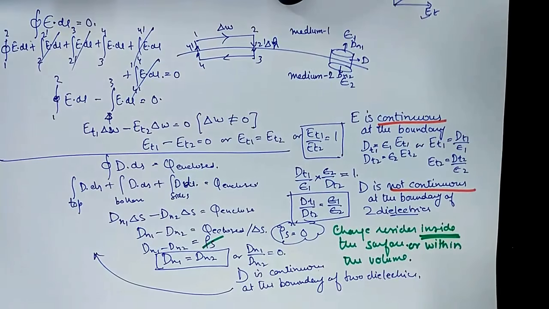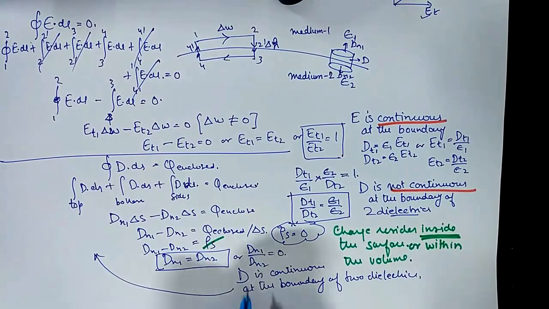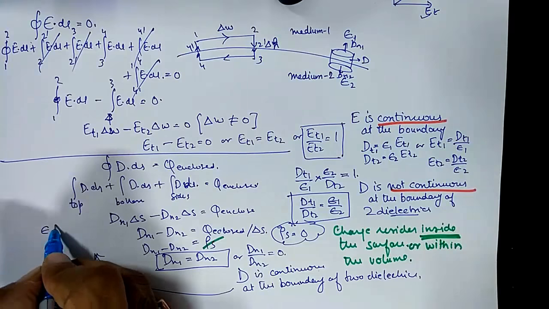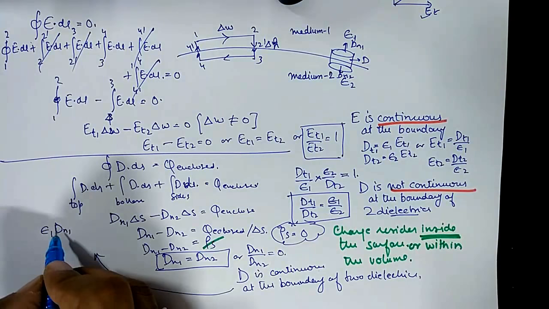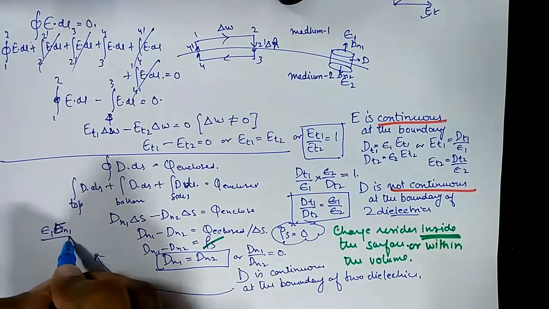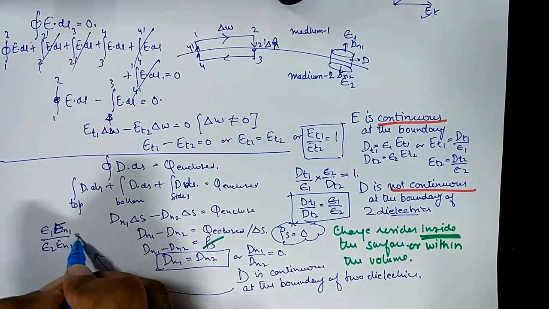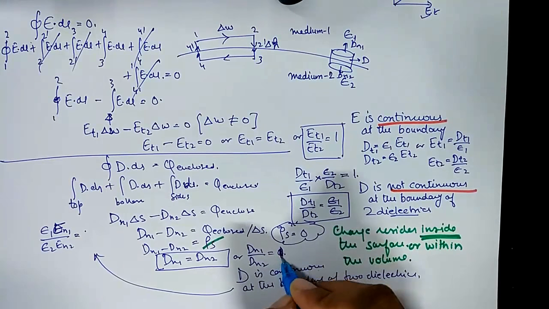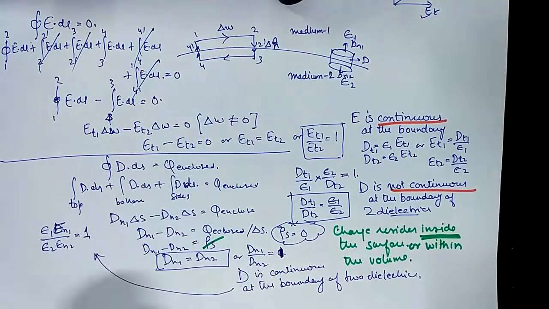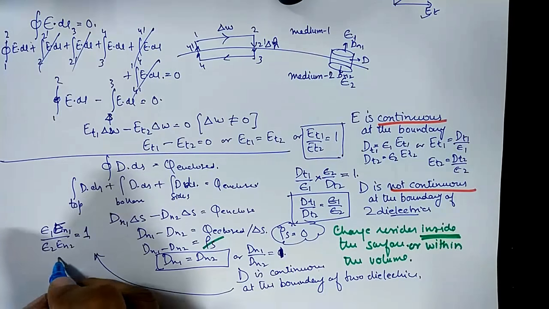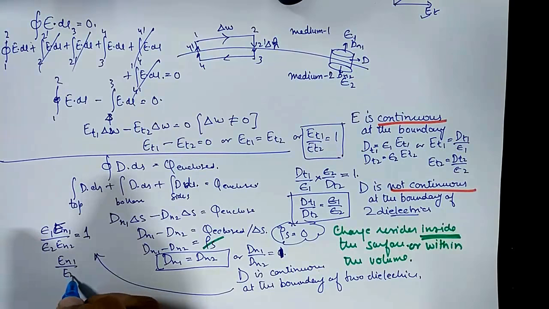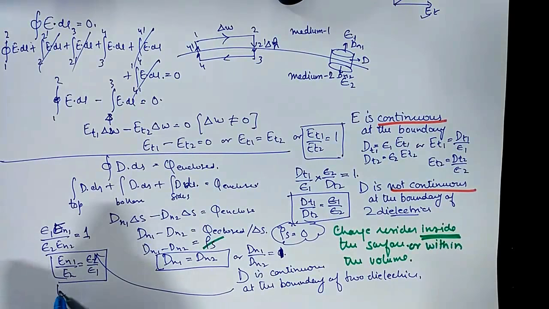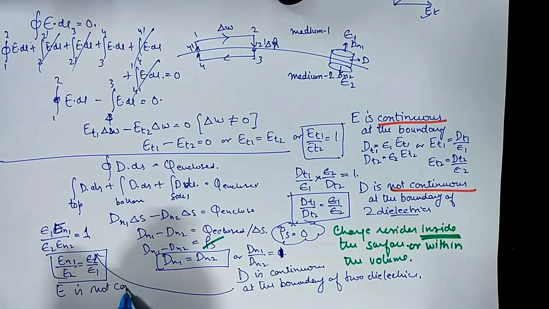And we can substitute this as epsilon 1 En1 upon epsilon 2 En2 is equivalent to 1, beg your pardon, and En1 upon En2 becomes equivalent to epsilon 2 upon epsilon 1. So E is not continuous at the boundary.